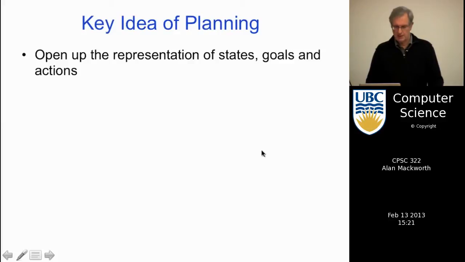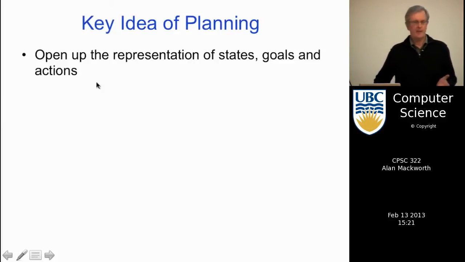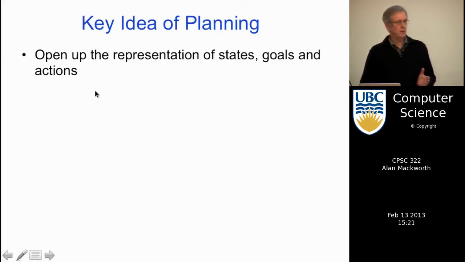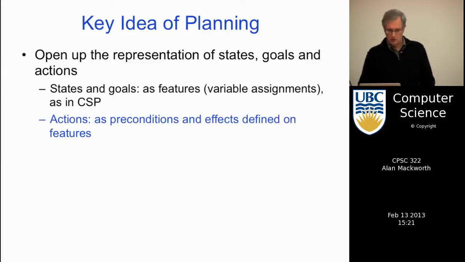So this is the key idea of planning. We're going to open up the representation of states, goals, and actions. Each of these will have some internal structure, and we're going to use features to represent that internal structure. Okay? So states and goals will have features, or as I say, feature, variable, we use them interchangeably, variable assignments, as in a CSP, and actions will have preconditions and effects defined on those features.